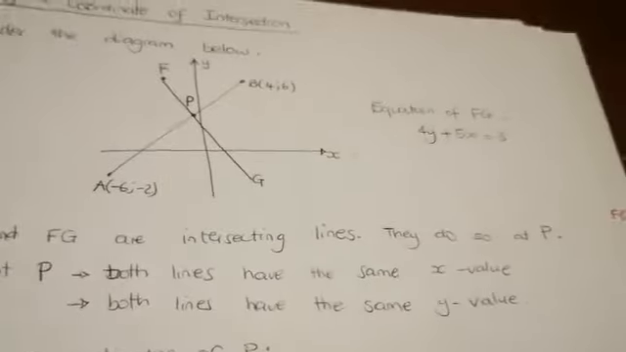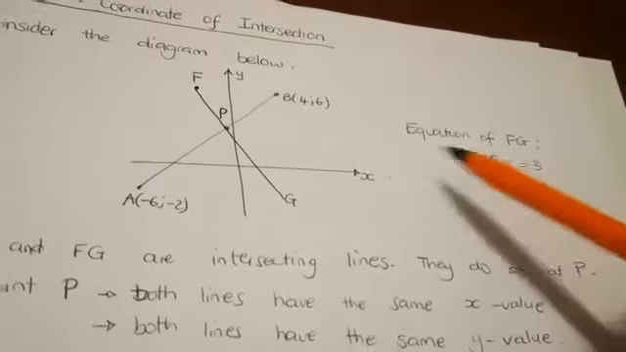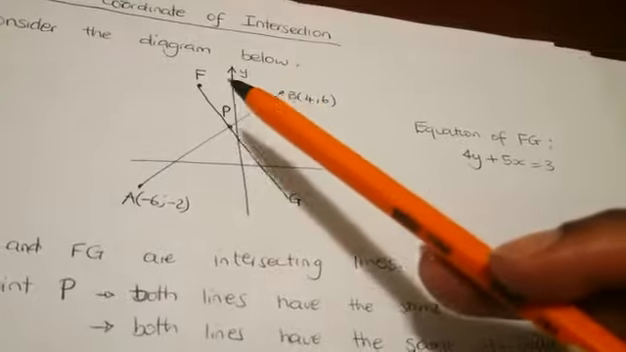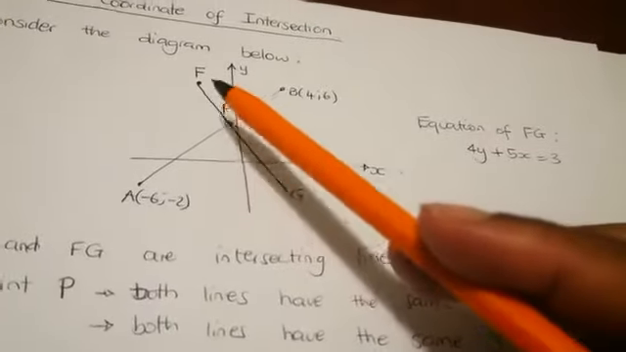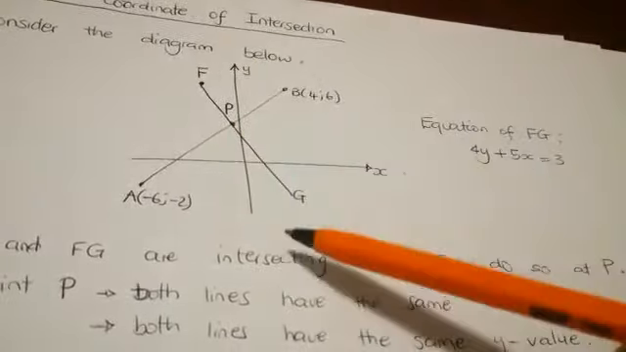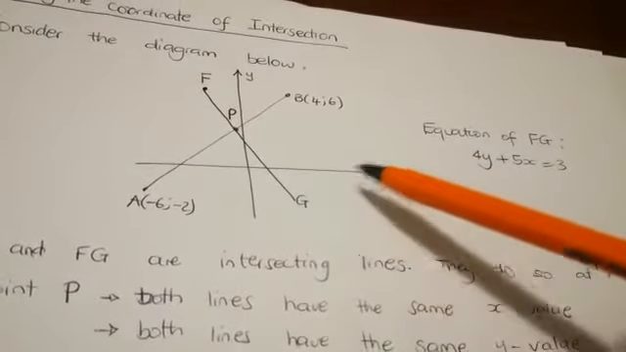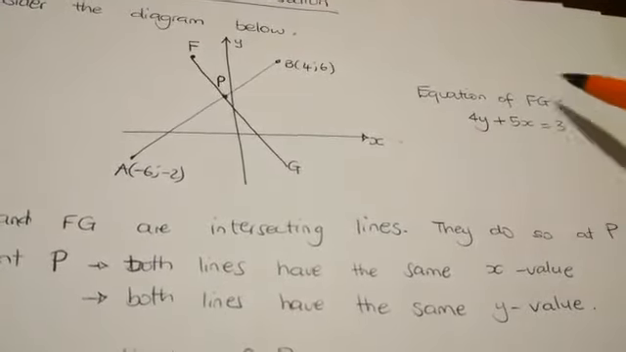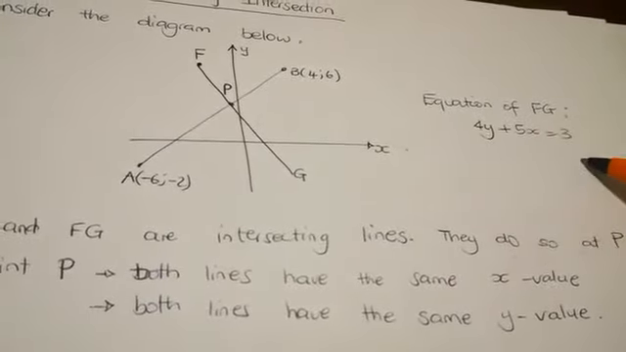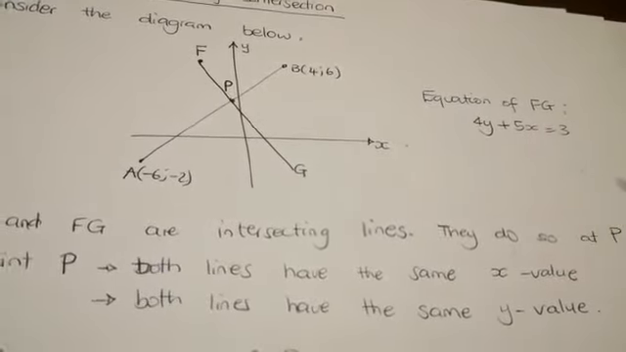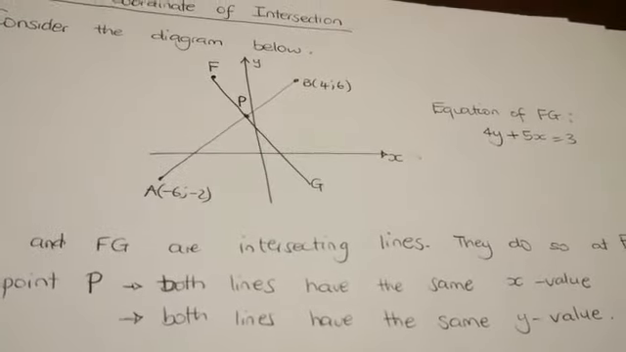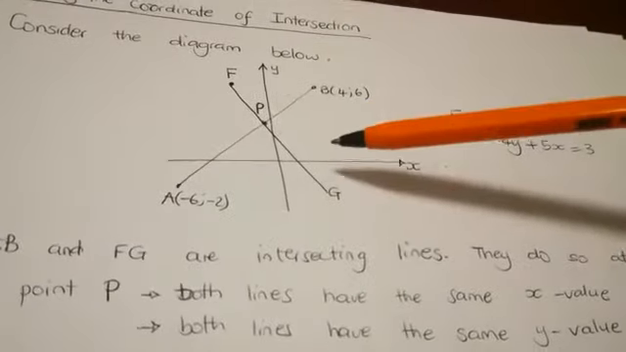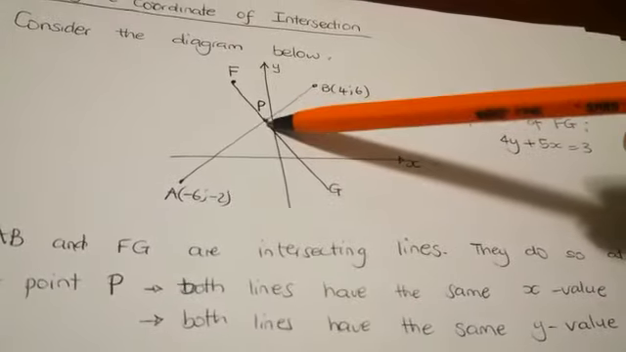Okay, so it is also given that the equation of the line FG, as you can see, there are no coordinates provided for FG for us to be able to find the equation. So the question has provided FG for us, and the equation is 4y plus 5x equals 3. So how do you find the point of intersection?